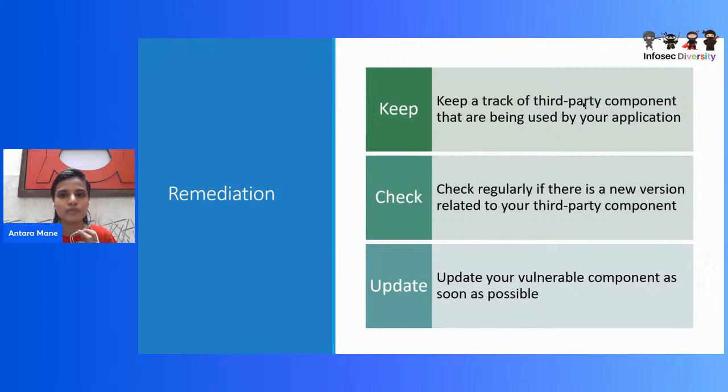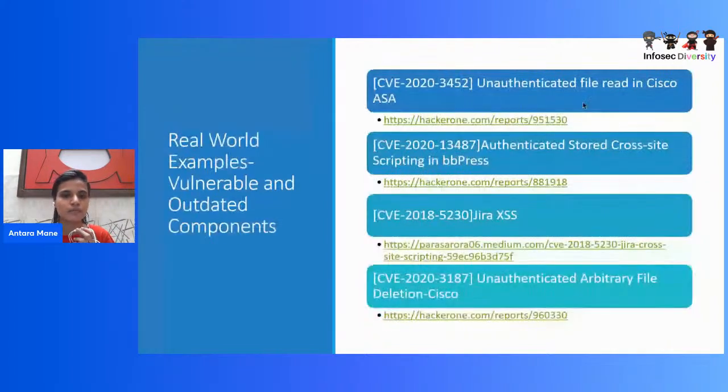So you need to keep track of the third party components that are being used by your application, the source of it, the integrity of it. Check regularly if there are any newer versions related to the third party components that you're using. Update your vulnerable component as soon as possible. So these are the few remediations that you need to follow.